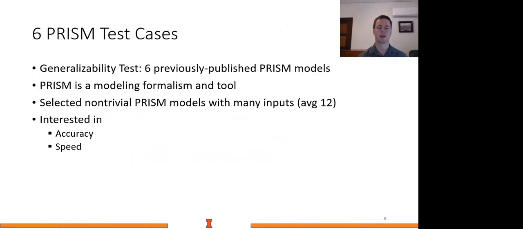To that end, we tested six additional PRISM test cases. I believe that many people in the audience will be familiar with PRISM, but PRISM briefly is a modeling formalism and tool. And luckily, many people have made models in PRISM, and many of these models are on PRISM's website and publicly available. So we went through all of the PRISM models and we selected non-trivial models that had many inputs. On average, the models we selected had 12 inputs, which would be good candidates as test cases for our metamodeling approach. In particular, we are interested in the accuracy and the speed of the metamodels built to emulate these base models.